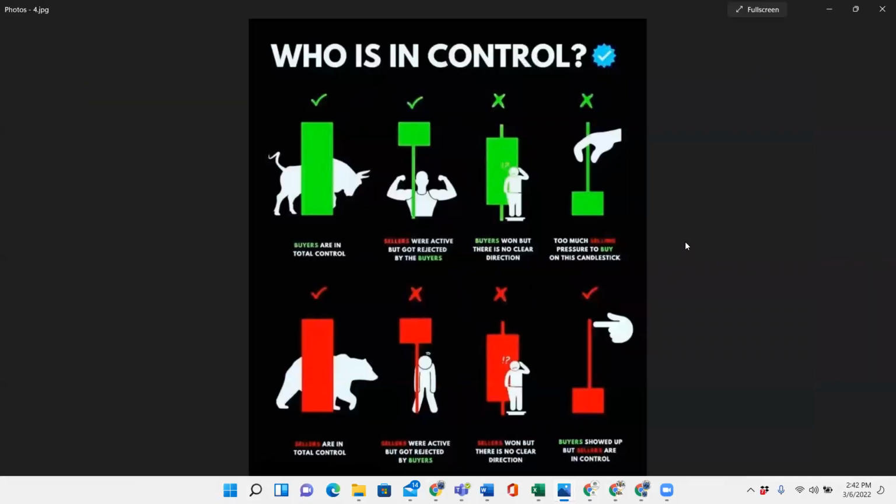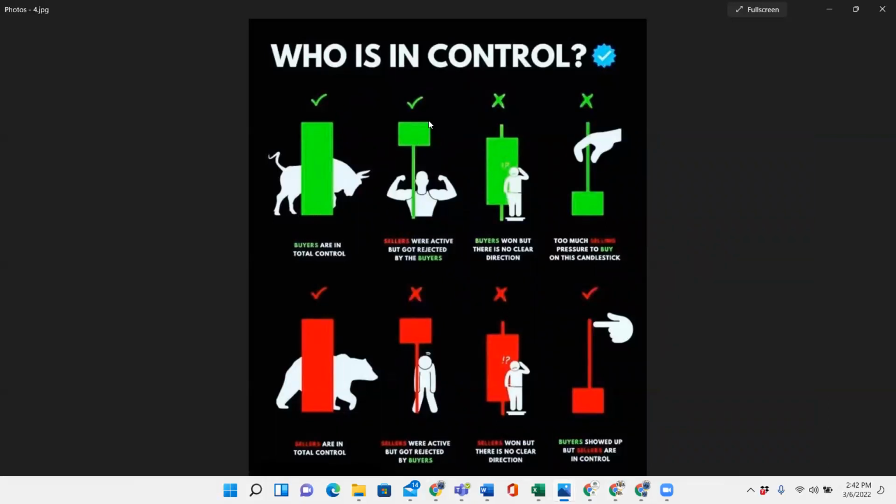Okay, who's in control? These are some of the candles that we pretty much know when somebody's in control, and these are the ones that we want to trade, not things that we don't want to trade. So the ones that are marked with the check, obviously these are signs and candles that we want to trade with. So obviously we have a full no wick candle here. Buyers are completely in control, no ifs, ands, or buts about it.